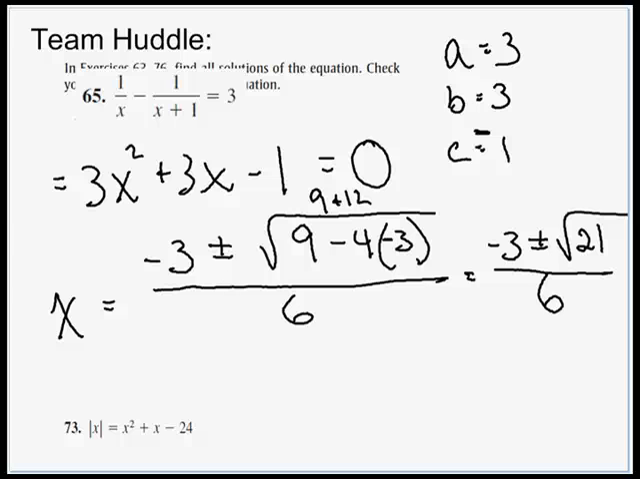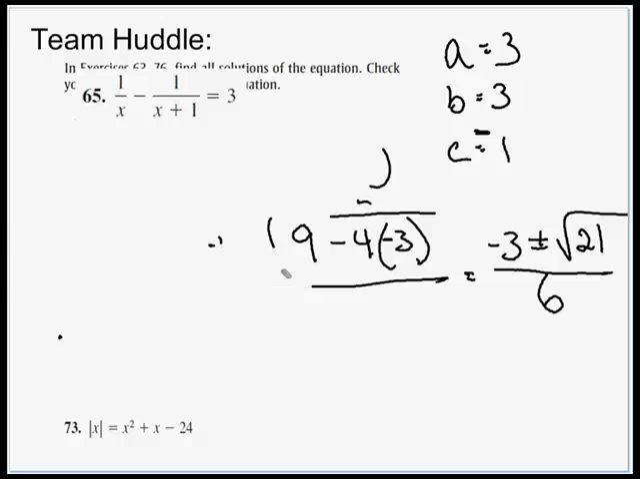So that was 65. Let's see. I guess we're supposed to check those answers in the original equation to see if they do work out. And those are some pretty nasty answers to be putting in for this x and this x. So maybe we'll check those in class on the TI-89 calculators, or we'll just skip that for this one.